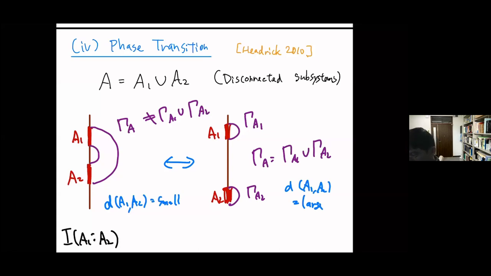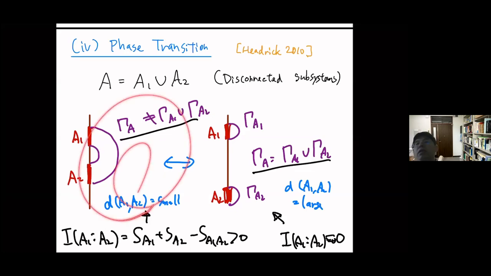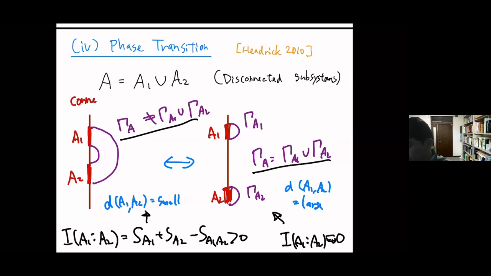Mutual information I(A1, A2) is defined as the entanglement entropy S_A1 plus S_A2 minus S_(A1 union A2). This is non-zero because of this relation here. But in the other case, mutual information is zero because of this trivial relation. So if mutual information is non-zero, then we learn that we are in this phase, which we call the connected phase. And this is the disconnected phase.